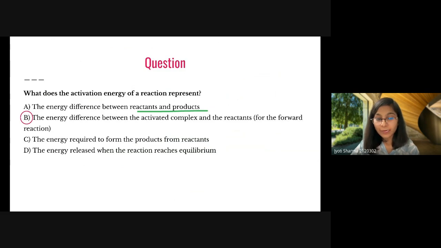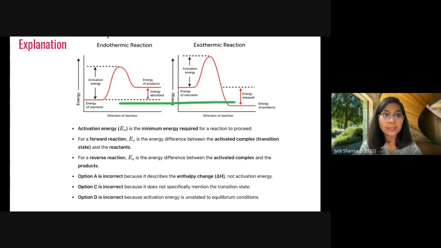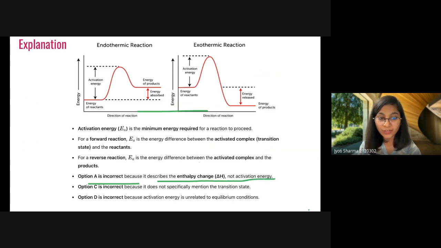Then B we have already selected. Then the energy required to form the product from reactant. No, this is not right. And the energy released. So how are these incorrect? Let's see. A is incorrect because this describes the enthalpy change, not the activation energy. C is incorrect because it does not specifically mention the transition state. And D is incorrect because activation energy is unrelated to equilibrium conditions. So that's why B will be the right answer. Let's go to another question.